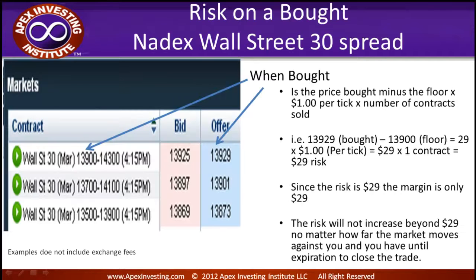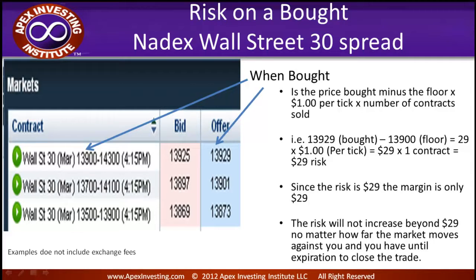So now let's look at an example of a Nadex spread, and let's look at how much you'd be risking if you bought the spread. So if you bought the spread, what we'd do is we would take the bought price, the offer price at $13,929, and we'd subtract it from the floor.